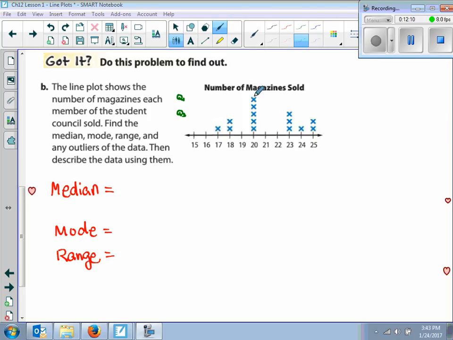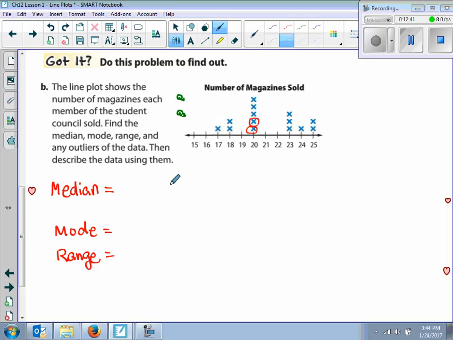Well, let's see, how many numbers do we have together? There's 5, 6, 7, 8, 9, 10, 11, 12, 13, 14, right? So that means to get to the middle number, we want to count 7 from the front, and 7 from the back. So that's 1, 2, 3, 4, 5, 6, 7. So there's 1. And then we have 1, 2, 3, 4, 5, 6, 7. And there's the other one.